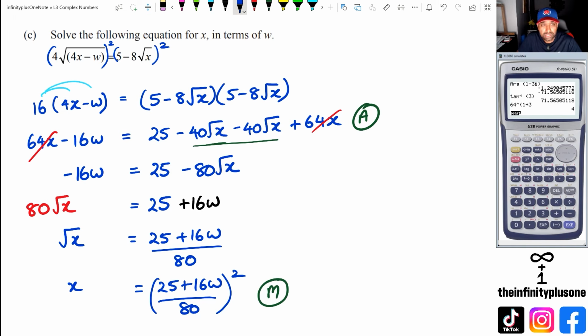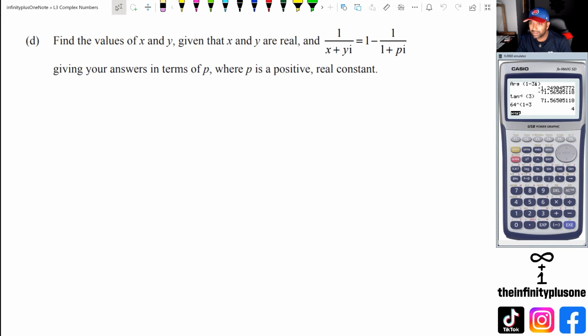Right, that's question C. We go to question D now. And for a second there, I thought that I hadn't actually copied all the questions, but here we go. So question D, what we've got is find the values of x and y.